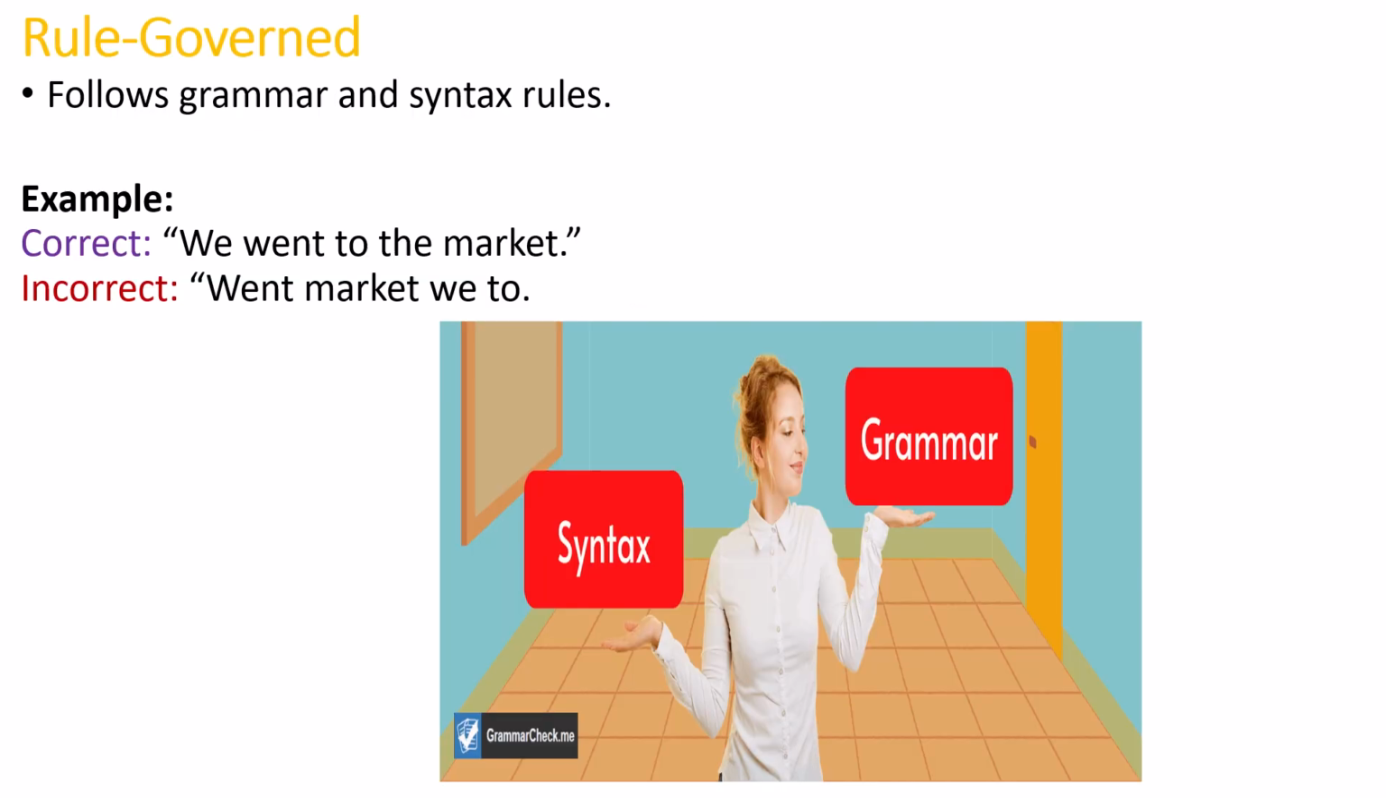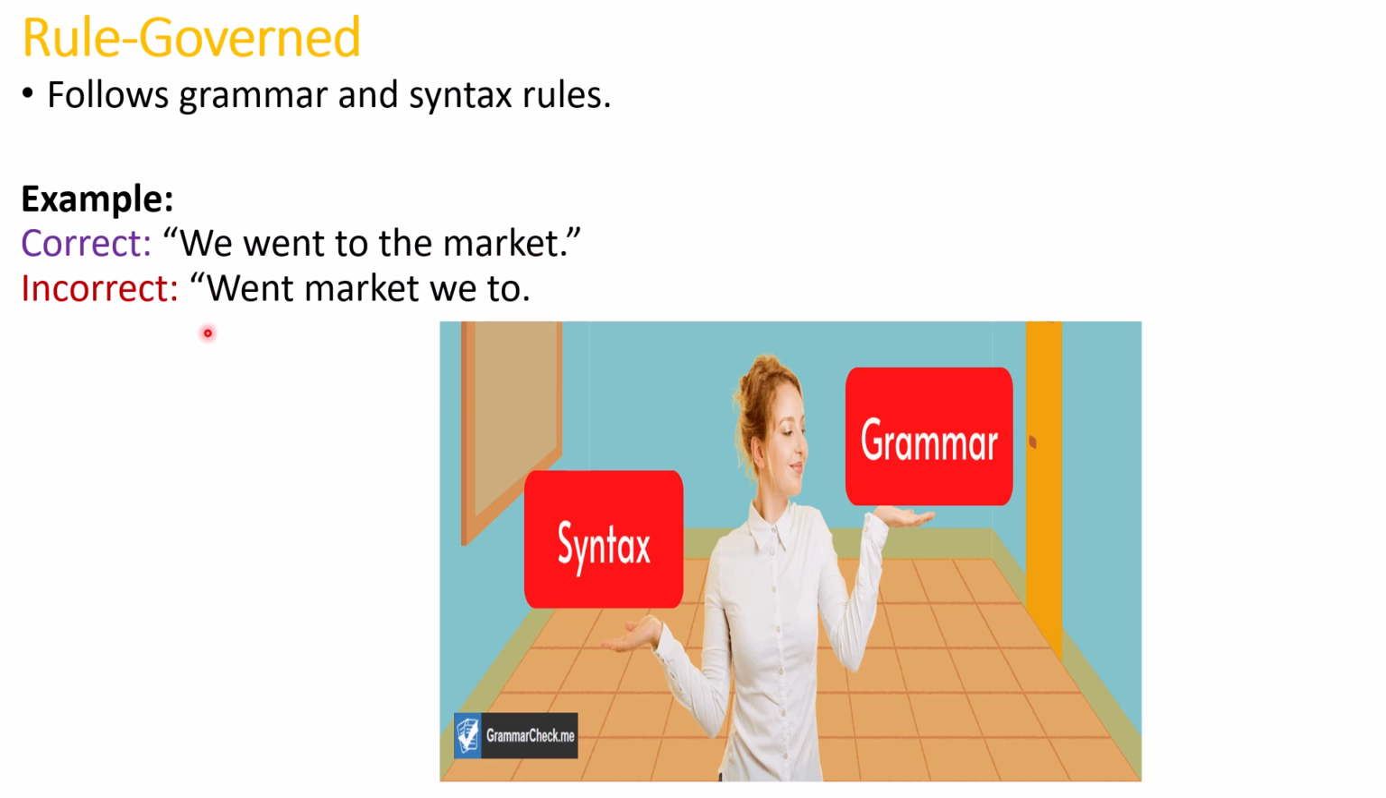So human communication is rule governed. It follows grammar and syntax rules. So language has a grammar and it has its own syntax rules, for ensuring clarity and mutual understanding. So there are rules of grammar and syntax. For example, we went to the market is grammatically correct.